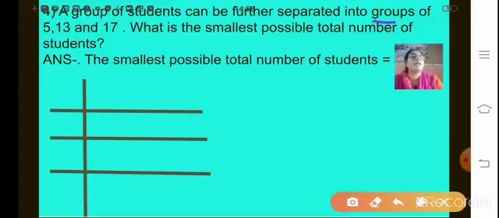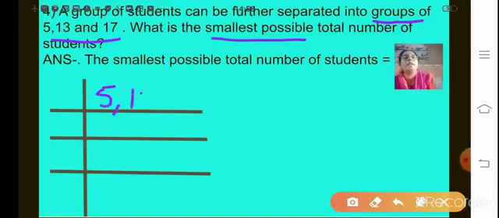Now the keywords like groups of 5, 13 and 17 and the smallest possible tell us that you have to find the LCM of 5, 13 and 17. Now children, 5, 13 and 17 are prime numbers, so each is divisible only by the number itself. So let us take the number 5. Ones are 5. 13 will remain as it is, and 17 also will remain as it is.